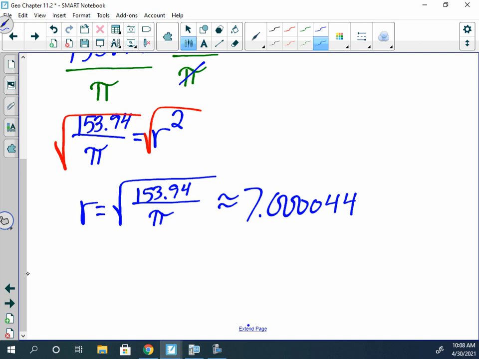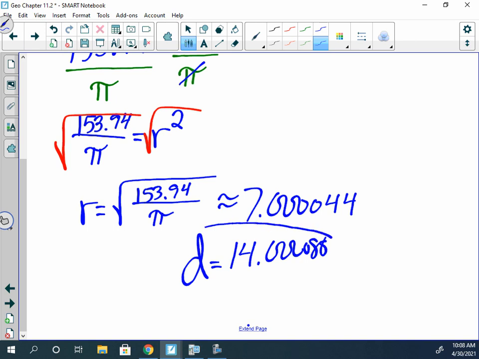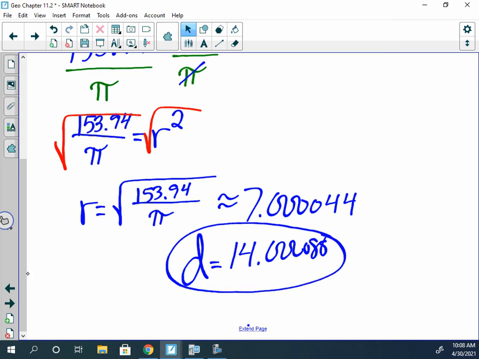Well, we have one last step. We need to do what? Multiply it by 2. Yep, 0.88. So we'd get 14.00008 would be the diameter of this here.